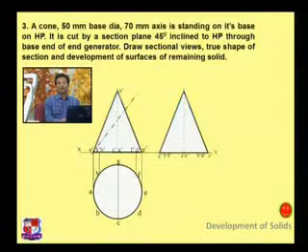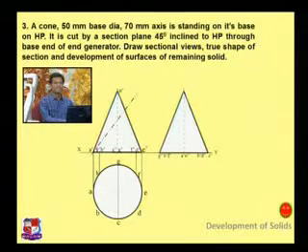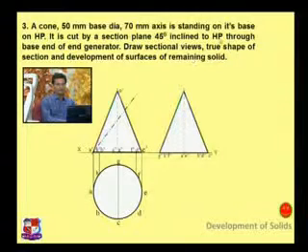Now, how to draw the cut section? So here, read the given data. It is cut by a section plane 45 degrees inclined to the horizontal plane. So we have to draw a line at an angle of 45 degrees, and it passes through the base end of the end generator.